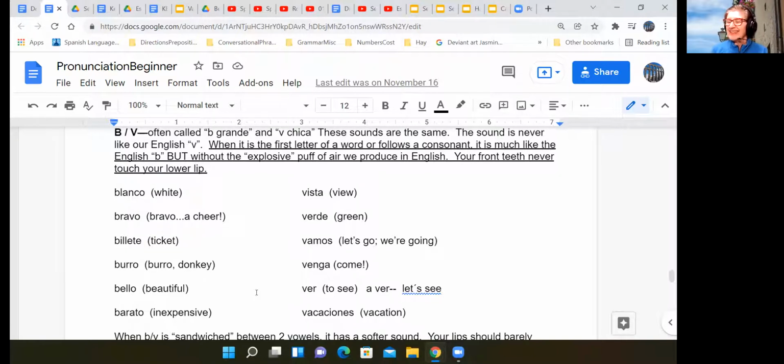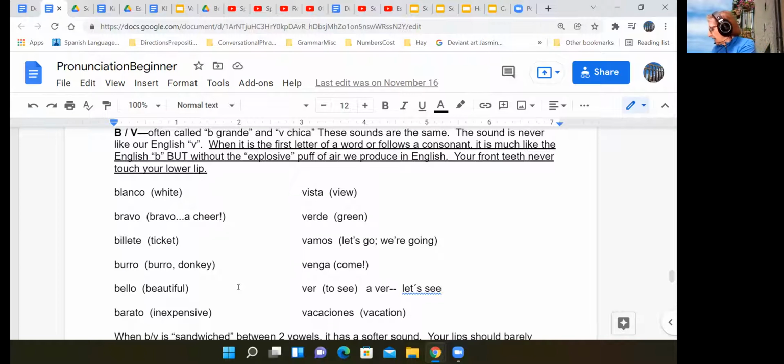So, anyway, when B leads off a word, when it is the first letter of a word, or when it's next to consonants, letters that are not A, E, I, O, U, it will get that somewhat harder B sound. Somewhat harder, but not as hard as the English B. So when the B or V are between two vowels, they will get a super soft sound.